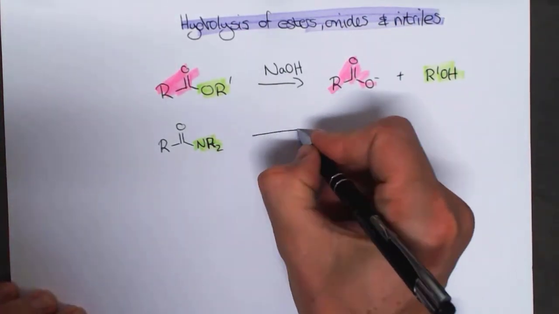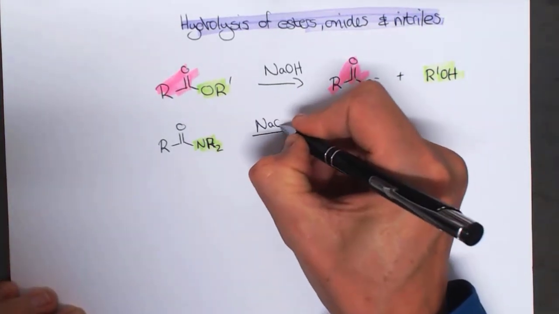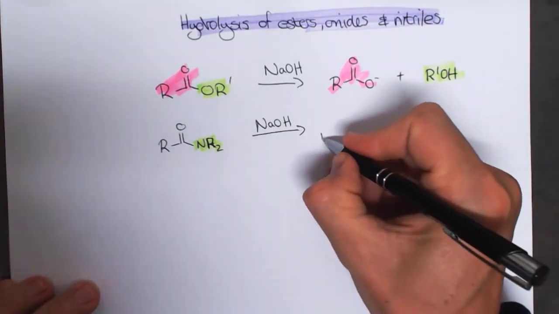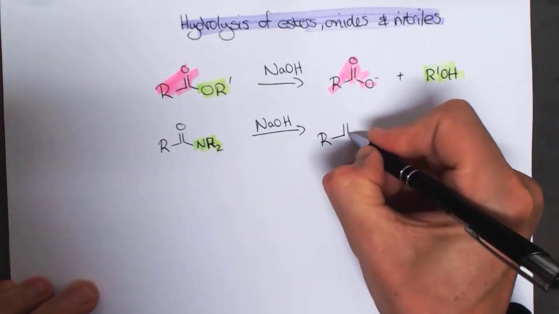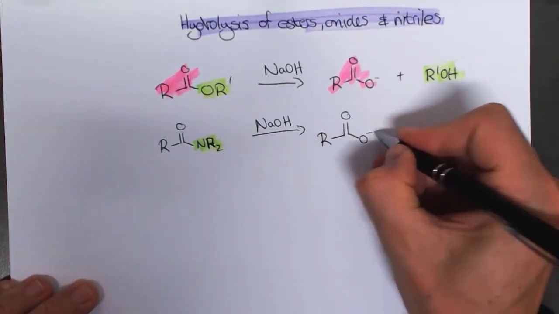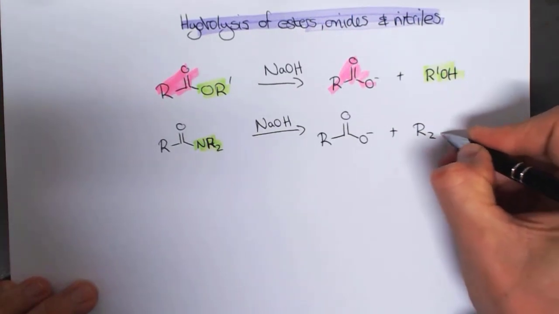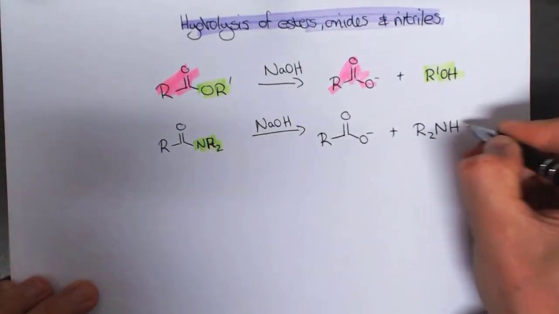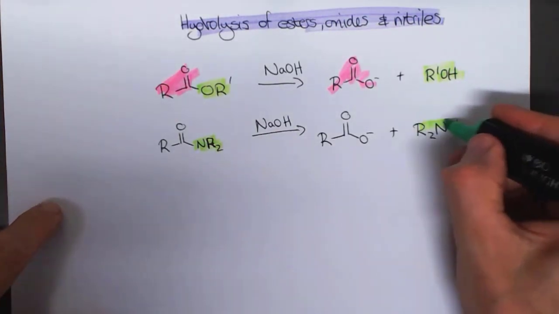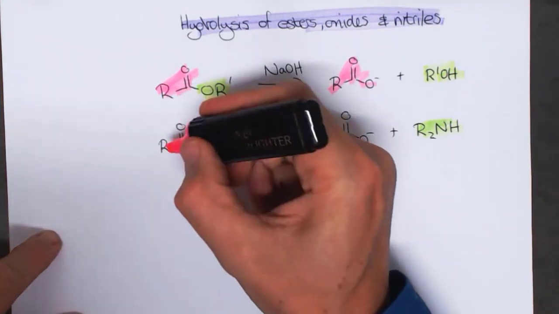Under the same conditions, we can hydrolyze amides using sodium hydroxide, and we end up with exactly the same sort of pattern. We end up with the carboxylate like that, and at the end we're going to end up with an amine. So here is the amine part, and the carboxylate is exactly the same as before.